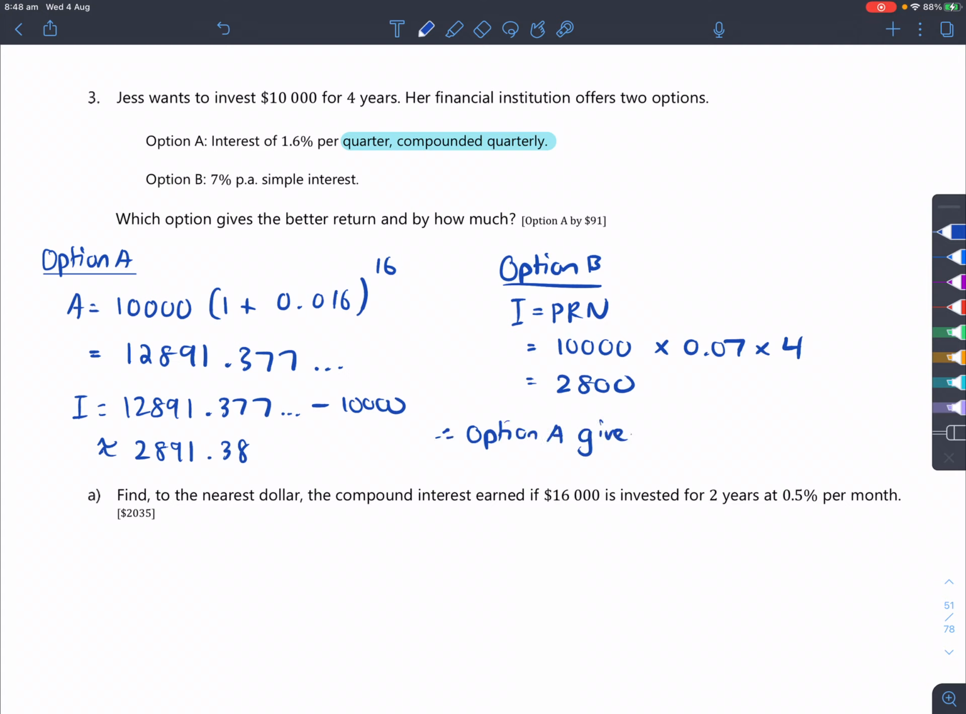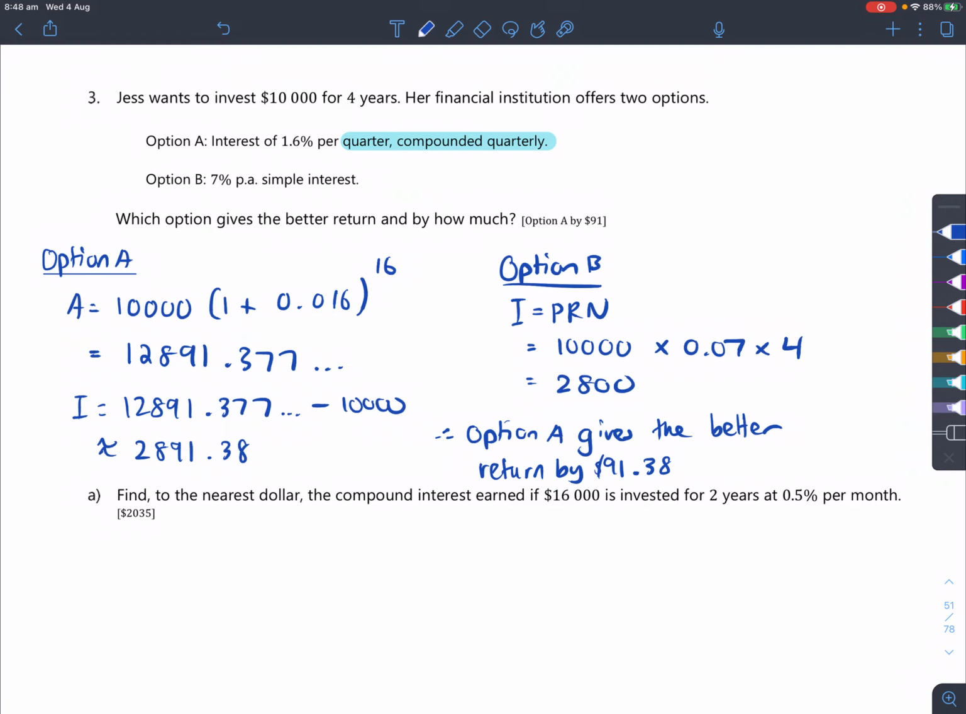So option A gives the better return by $91.38. That's it. All right. So let's move on.